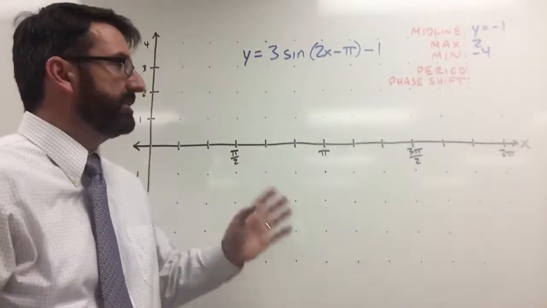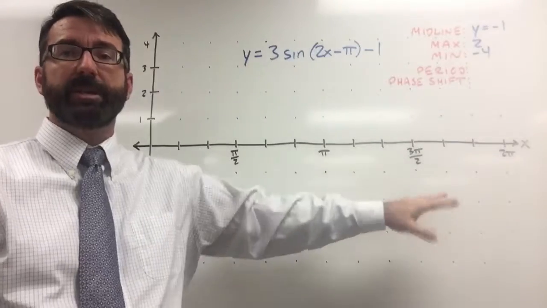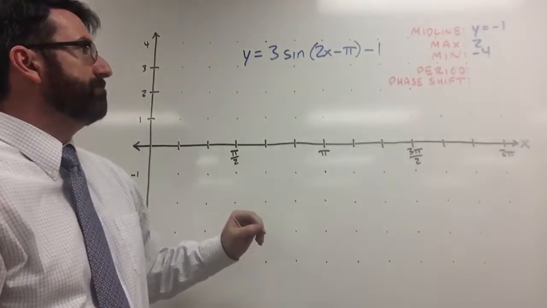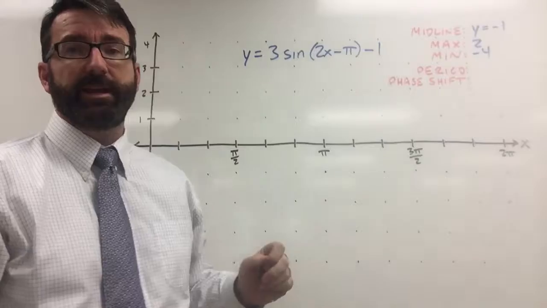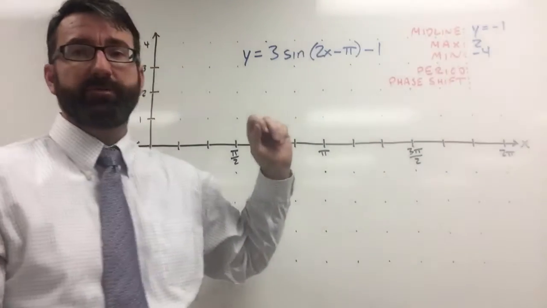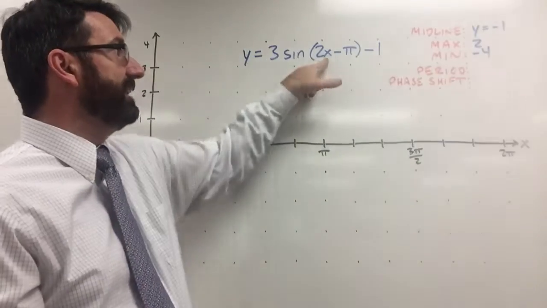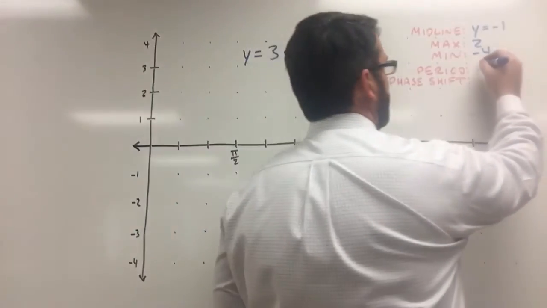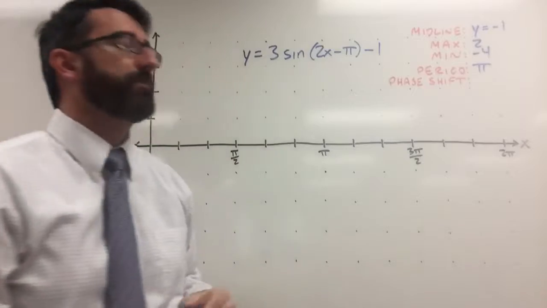Next, for our period, the period of a sine function is normally 2 pi. But if we have a coefficient here on our x, we need to divide that normal period by this coefficient. So 2 pi divided by 2, in this case, is going to give us a period of pi.